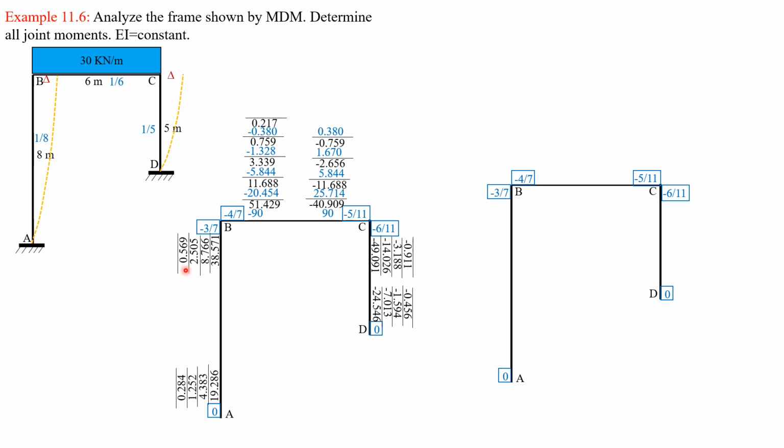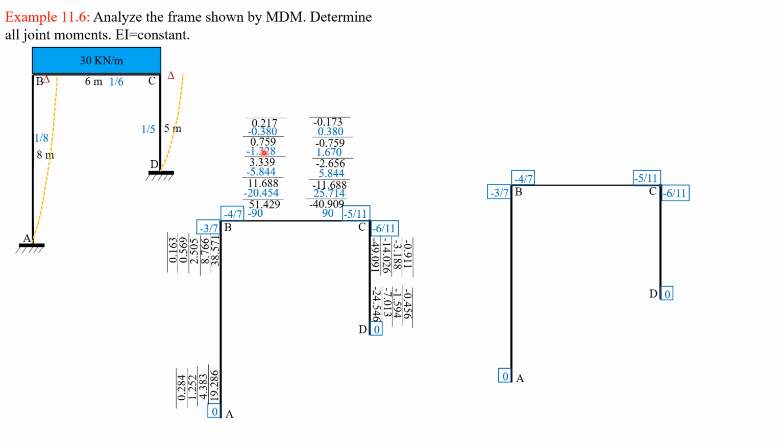Then carry over: half of 0.163 is 0.082, half of negative 0.173 is negative 0.086, half of 0.217 is 0.108. We still move on because this value is greater than 0.1. Then half of negative 0.207 is negative 0.104.